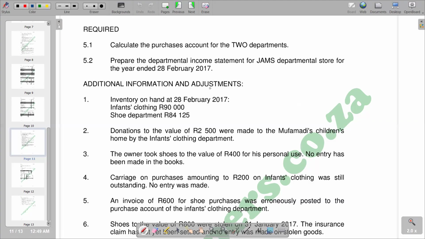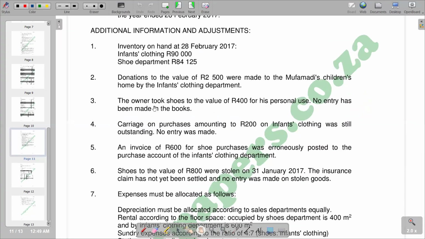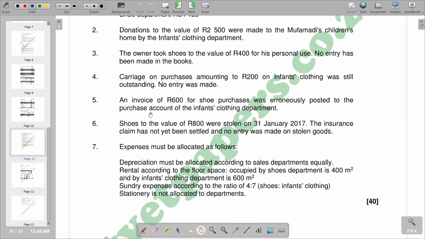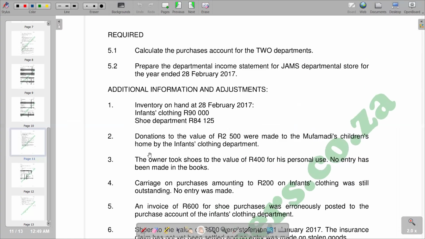Then you are given additional information and adjustments. Of course, you need to browse through all the information and adjustments given, starting from additional information number 1 going to additional information number 7. So basically, this is the information that we are given. So I'm going to our answer section.